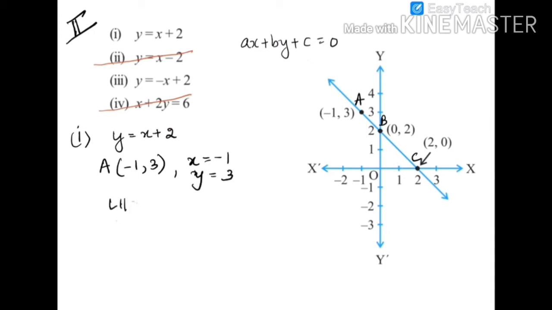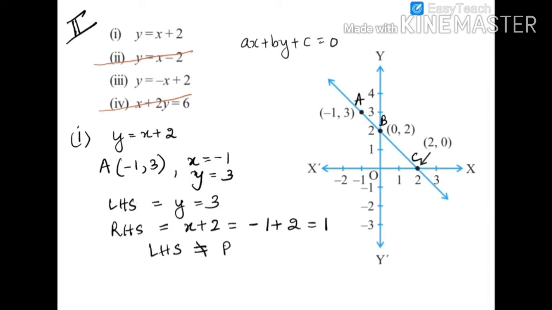So the left hand side of the equation is y, which is equal to 3. The right hand side of the equation is x plus 2, which is equal to minus 1 plus 2, which is equal to 1. So left hand side is not equal to right hand side. This means that this equation is also not correct.